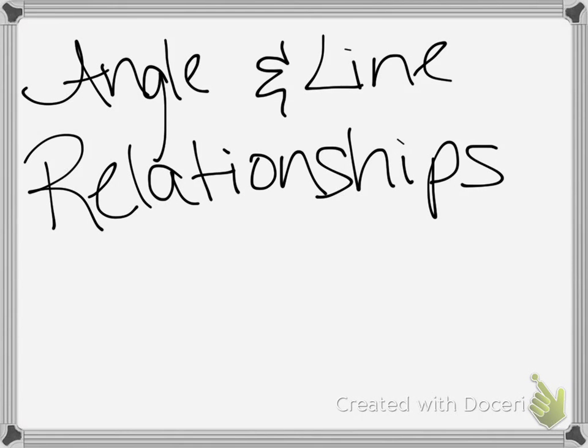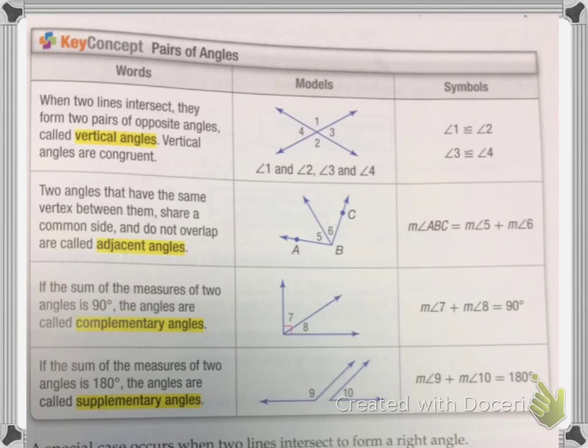Angle and line relationships. Vertical angles are angles that are directly across from each other when two lines are intersecting. So they are opposite of each other. In this example, angle 1 is congruent to angle 2 because they are vertical angles. And what congruent means is that their measure is the same.